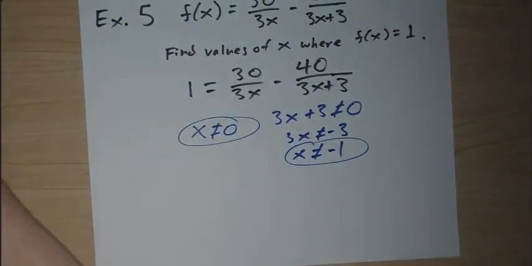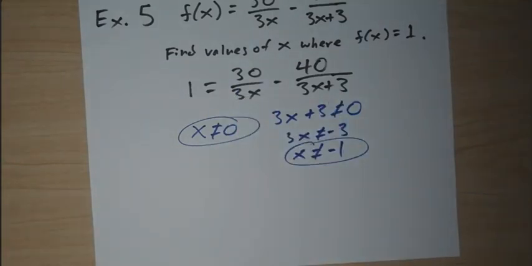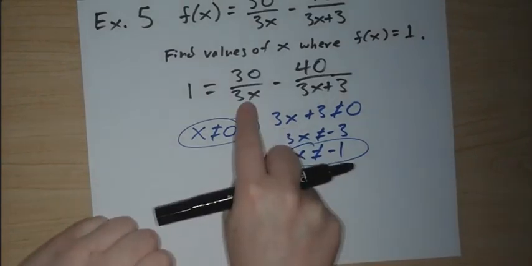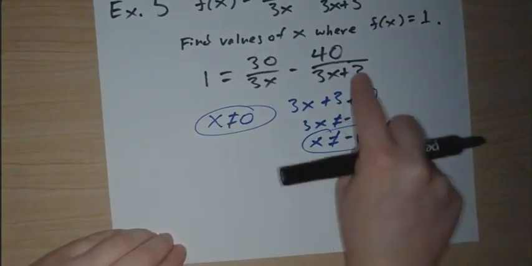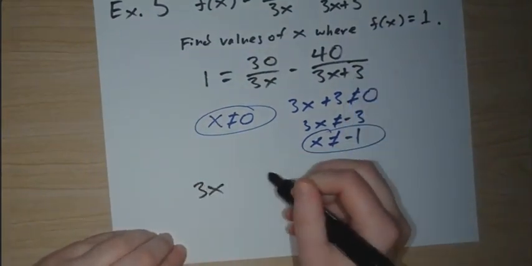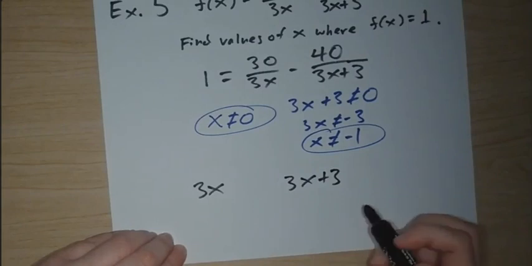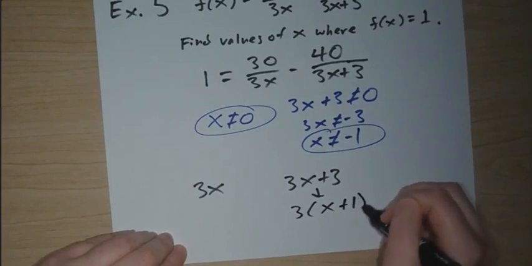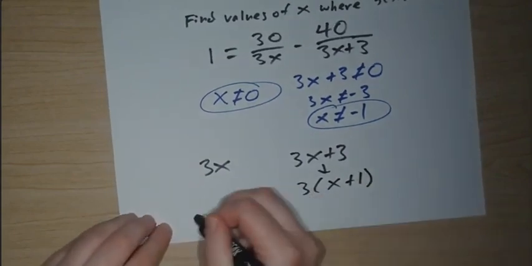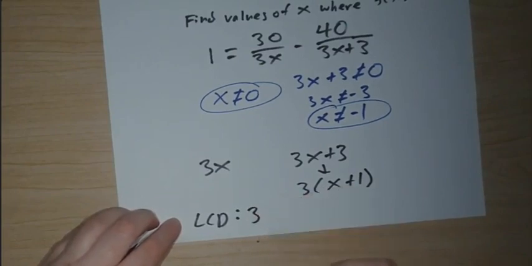So moving on to solving this equation up here, we're going to find the LCD, the least common denominator. We have the denominators 3x and 3x plus 3. Now 3x plus 3, you can pull out a 3, so it's 3 times x plus 1. If we look at all the factors, we have a common factor of 3 between 3x and 3x plus 3, so we only need to have the 3 once.